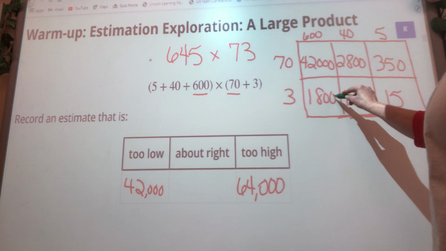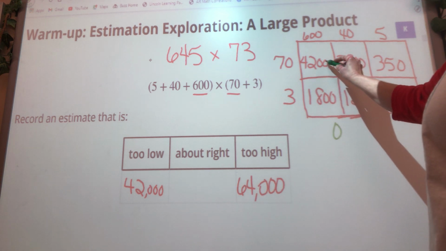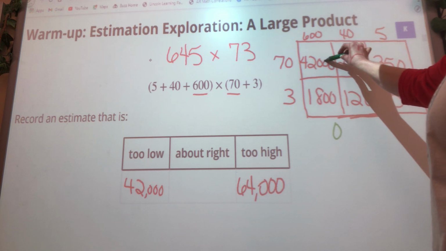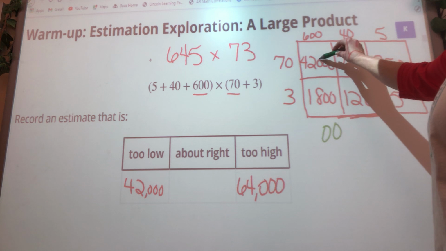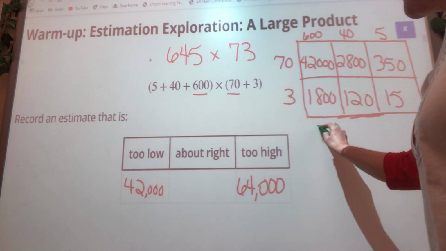So we have 0 plus 0 is 0. Then move to your tens place. 0 plus 0 is 0. Hundreds place, 0 plus 8 is 8.